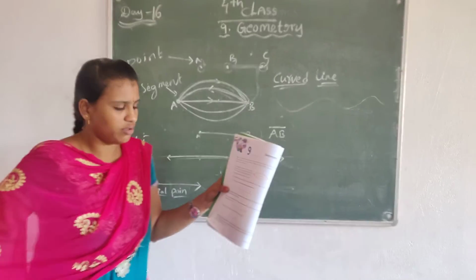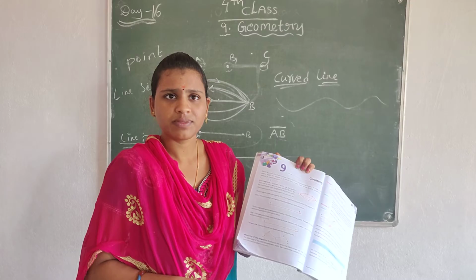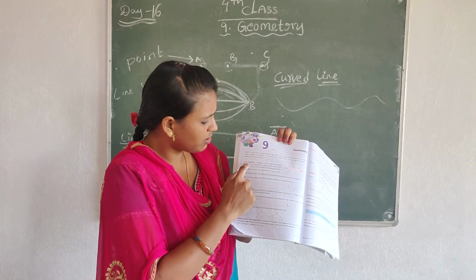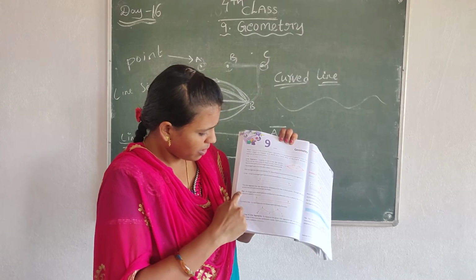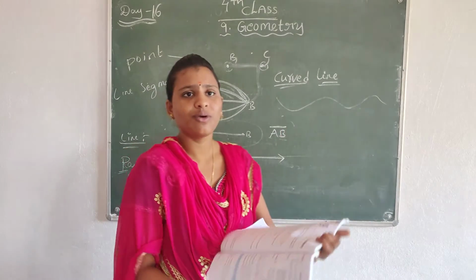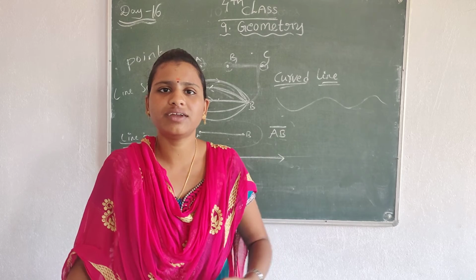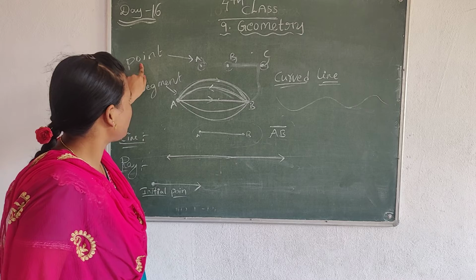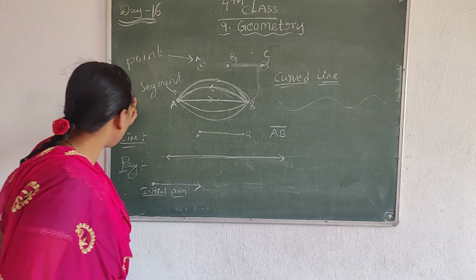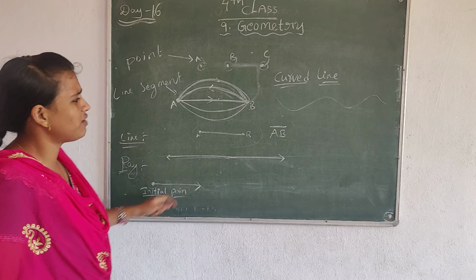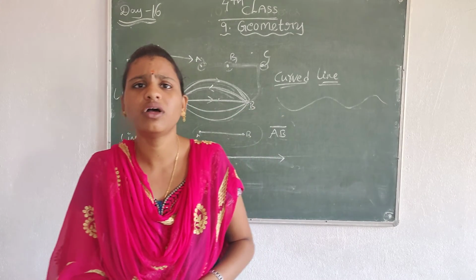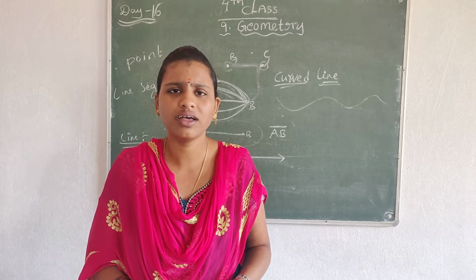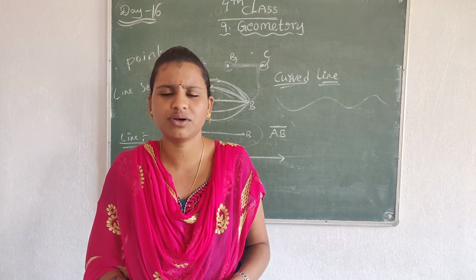So, understood, all of you? Children, today in class we have learned point, line segment, line, ray and curved lines. Once all of you read your textbook and practice what is a point, what is a line segment, what is a line, what is a ray and what is a curved line. Read and observe the figures also. Now we will continue this class in the next video. Thank you children.